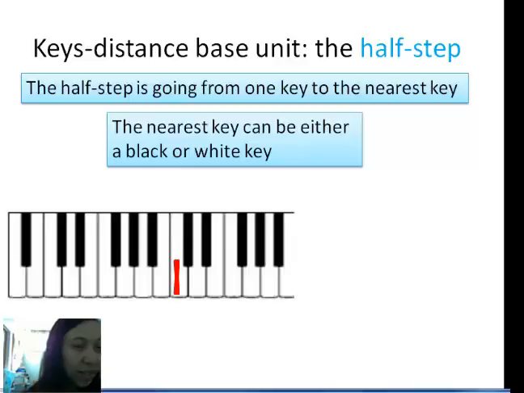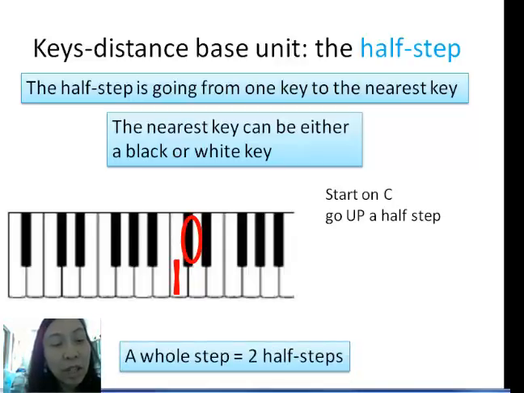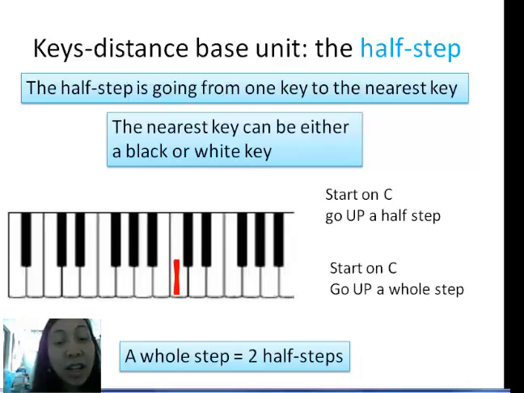Okay. So now, let's start on that C and go up half a step. What is the key? It's a black key, yes. And as in measurements, 2 halves equals a whole. Same thing with the steps. A whole step equals to 2 half steps. So here's my next question. Start on C and I'll go up a whole step. Where would you end up? On the next white key.